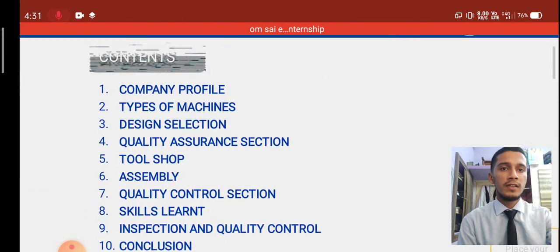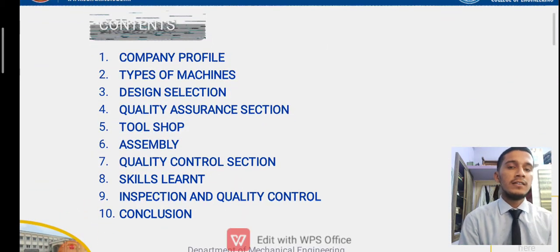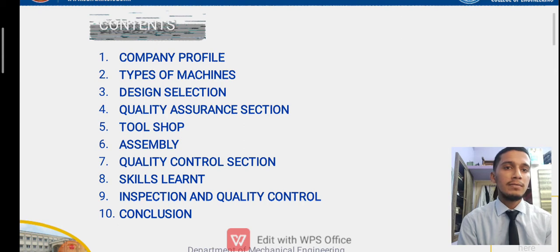Coming to the next slide, that is the contents. In the contents slide, we have the company profile, types of machines, design selection, quality assurance section, and the tool shop, assembly, and quality control sections, skills learned, and inspirations. And coming to the last, that is the conclusion.